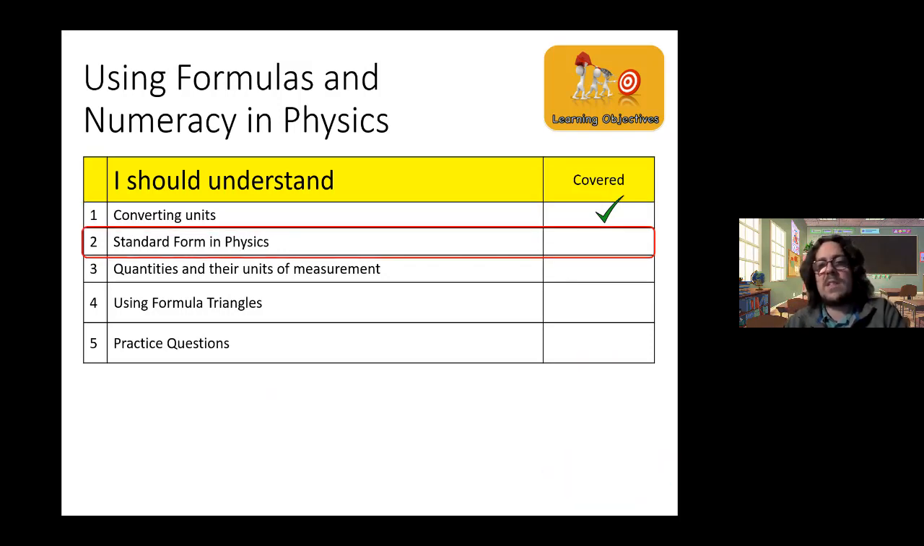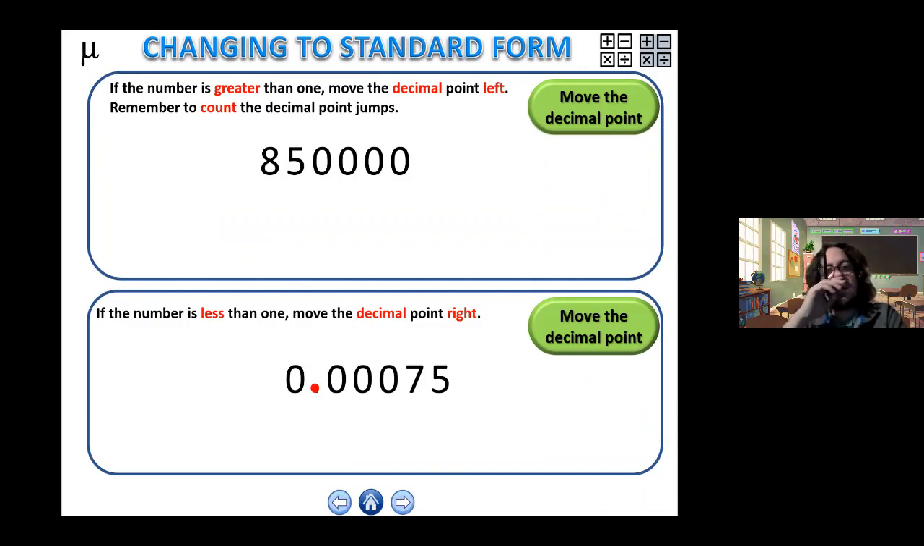Right, standard form in physics, a little bit more on that then. So if I wanted to write this number, for example, at the top here in standard form, the first thing you need to do with this 850,000 is to put a decimal point in there. So when we write in standard form, we usually write it as something point something, like 2.3 or 1.87. It's usually got one number before the decimal point.